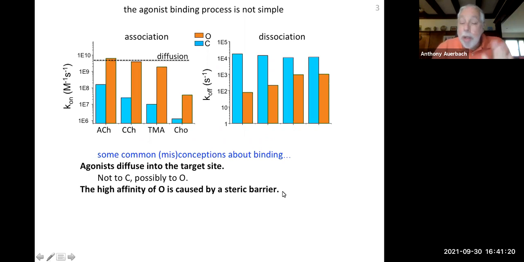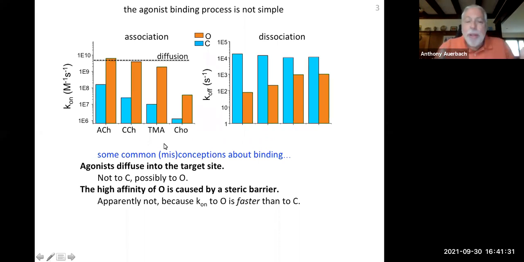It's true that the open site is smaller than the big site, but it can't be a lid because K-on is faster than to C. If it's a lid, then getting in is going to be slower. So people have known this, and they ignore this result. And this is a very robust result. This happened at 3 different binding sites with 8 different agonists. So it's not a steric effect. In fact, there's a barrier to getting into C, not to O. We don't know if it's a steric barrier. It could be as little as a rotation of a charged molecule put in the pathway for binding. But the barrier is to getting into C. It is not a steric barrier.